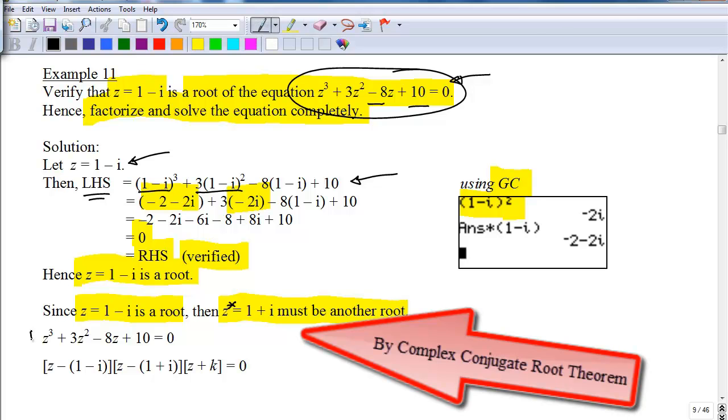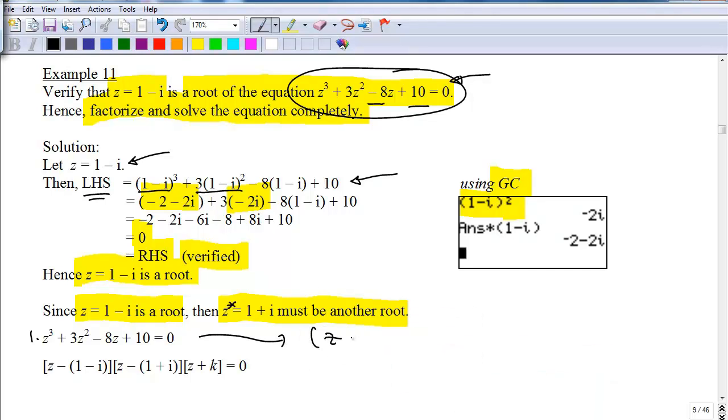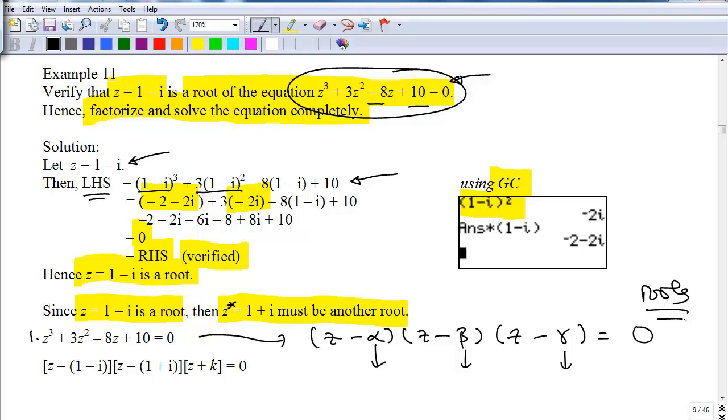Now I'm going to do this. If you look carefully, the coefficient of the cubic term, z cubed, is 1. So that means I can always rewrite this as z minus alpha, z minus beta, and z minus gamma all multiplied together equals 0, where alpha, beta, gamma are the roots. For alpha I can choose 1 minus i, that is z, and for beta I can choose its complex conjugate 1 plus i, and then for gamma I can rewrite this as minus k, so that very nicely I have factorized the original cubic equation.